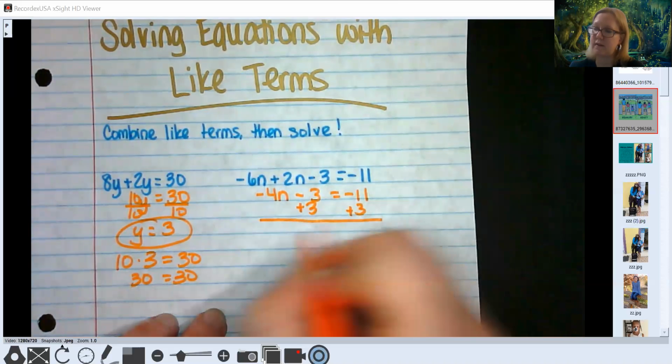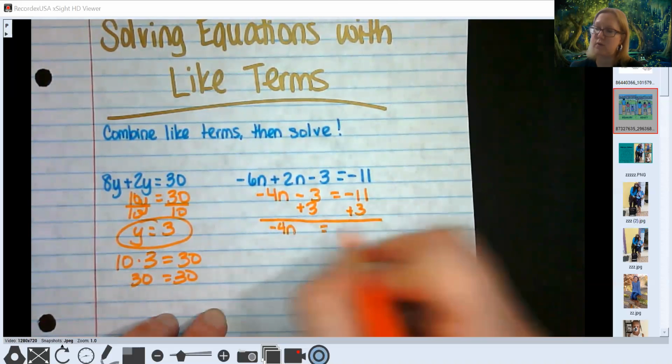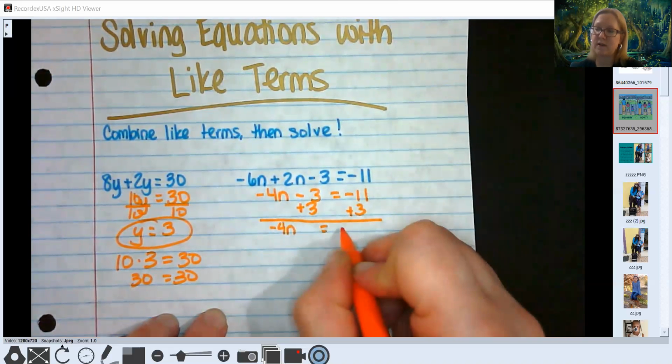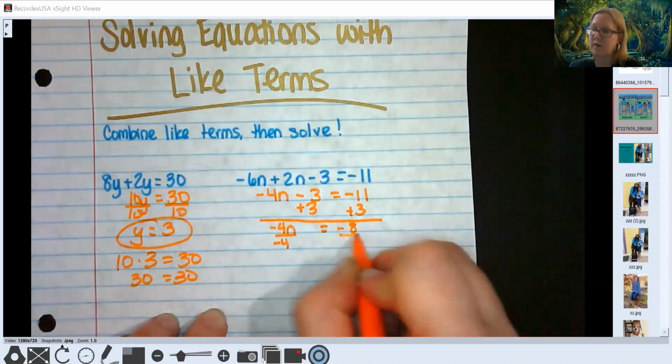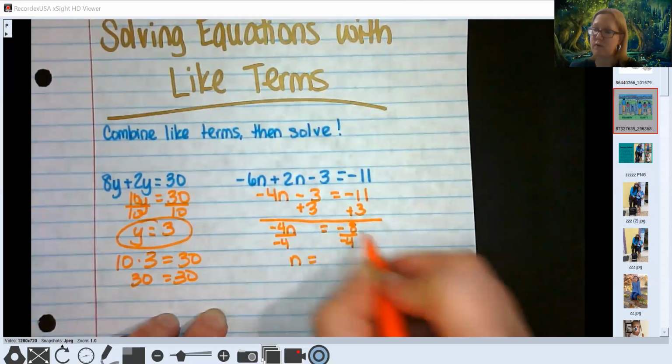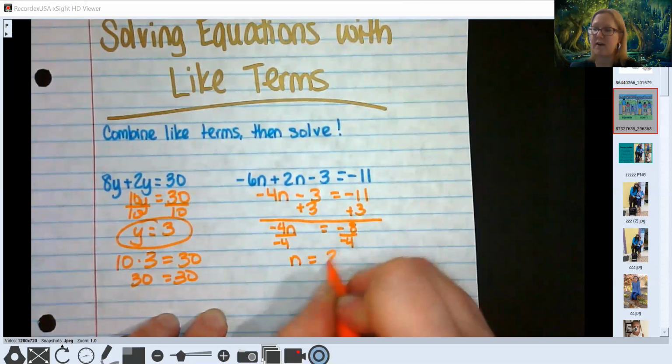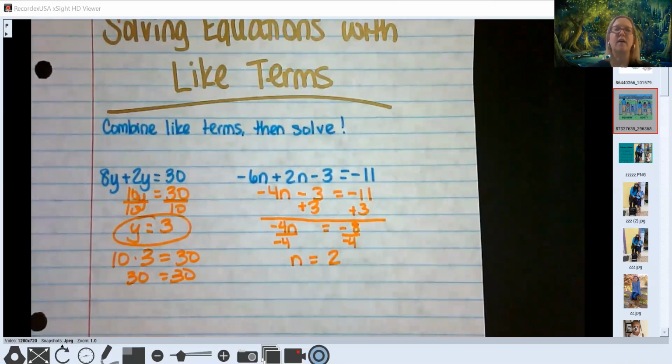That leaves me with negative 4n equals, and negative 11 plus 3 is negative 8. All right, then divide both sides by negative 4, and I have n equals, and negative 8 divided by negative 4 is positive 2. All right, as always, substitute your answer back in to check.